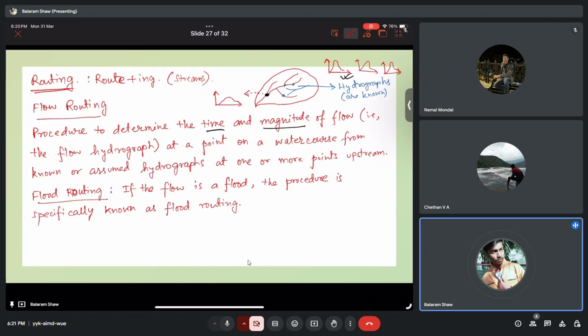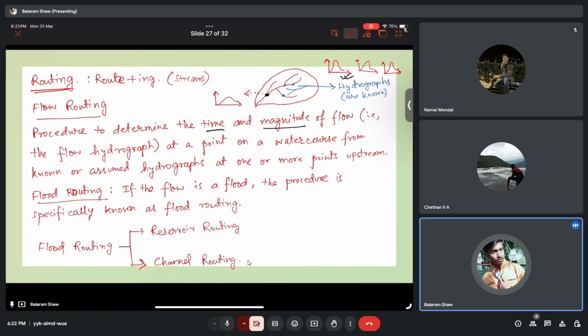Now, this flood routing can be classified into two groups. First is the reservoir routing, and the second one is the channel routing. Both these routing methods are different approaches which we use in flood routing to understand the movement of water through a river system during any flood event.